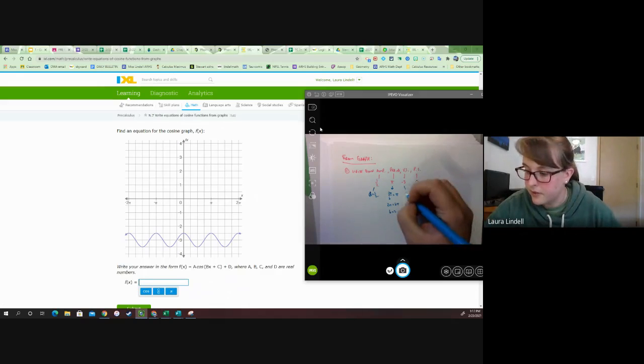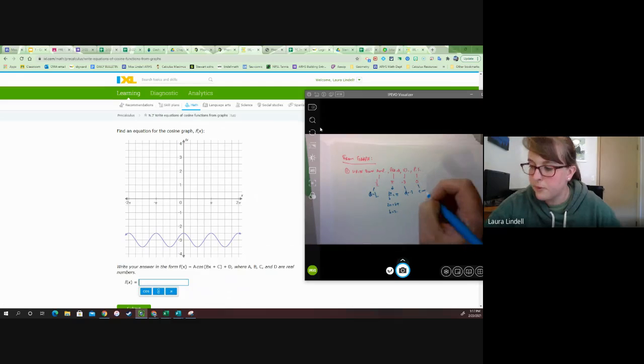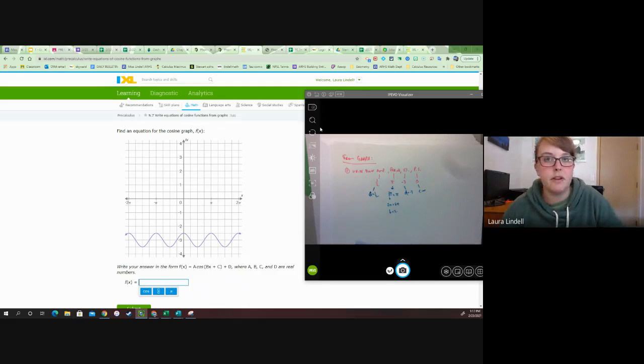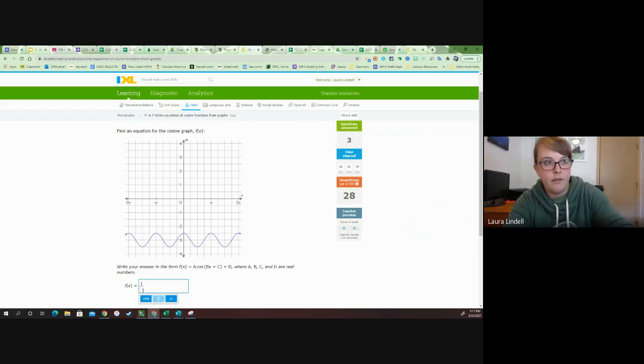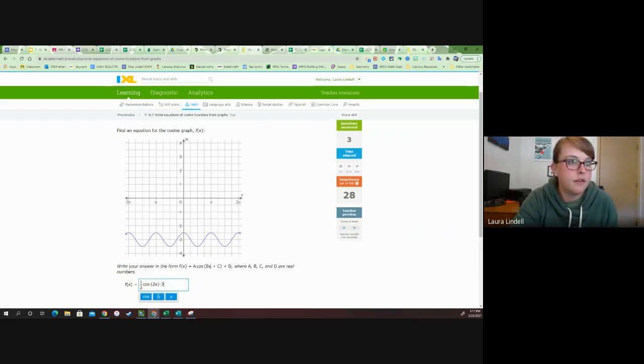The vertical shift is d. And then c is 0 because we don't have a phase shift. So it becomes just like the ones we had done before. f of x is going to equal 1/2, since a was 1/2, cosine, b was 2, so it'll be 2x. There was no phase shift, but the vertical shift was -3.